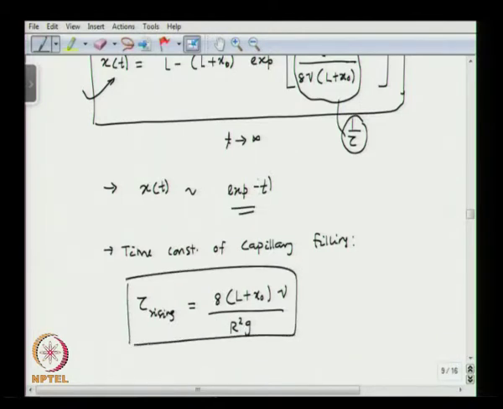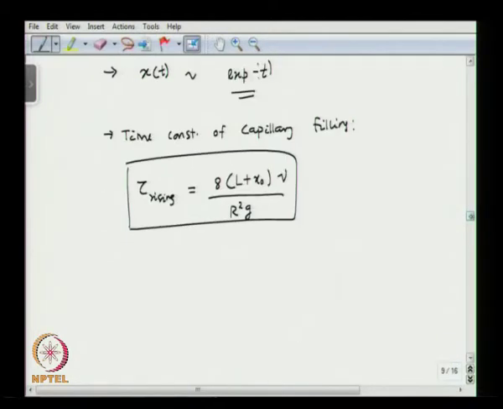Okay. So, the time constant is an indicator of how much time it is going to take for the capillary rise to occur. So, that is the observations that we make for the capillary filling in case of a vertical tube. Now, let us talk about the horizontal tube case.